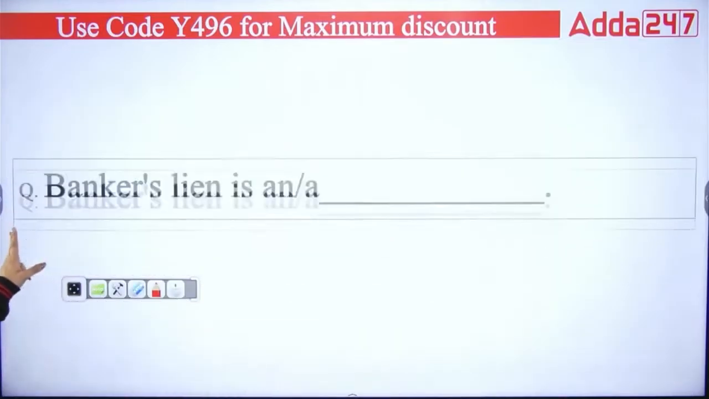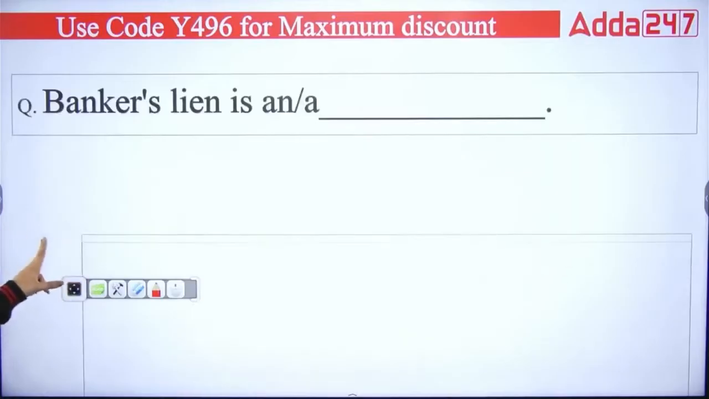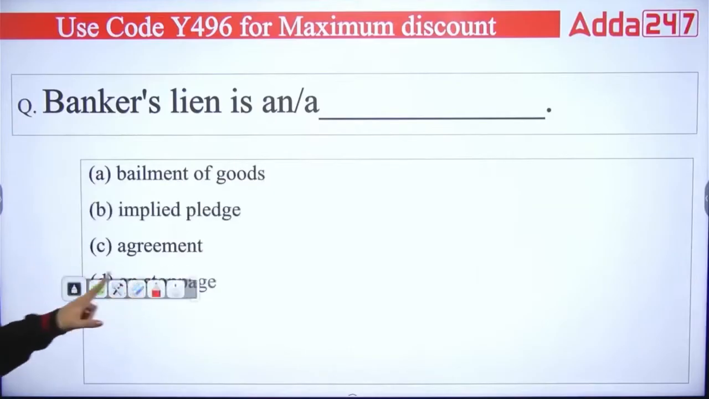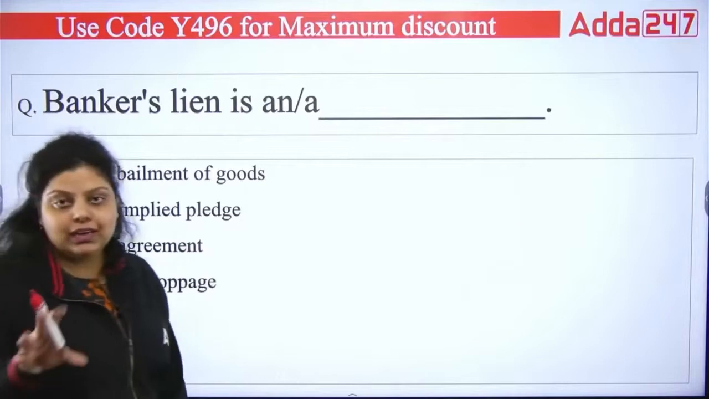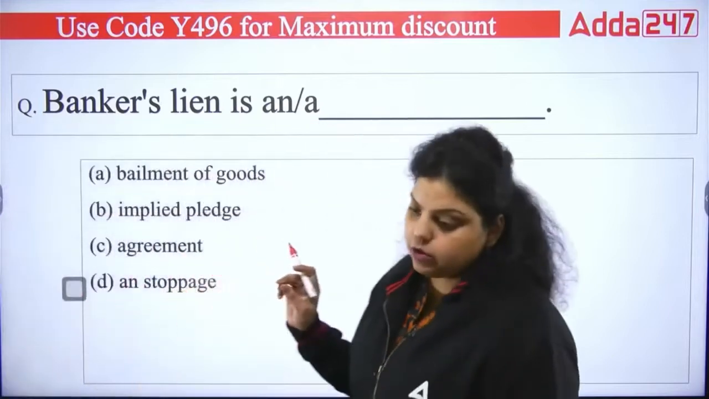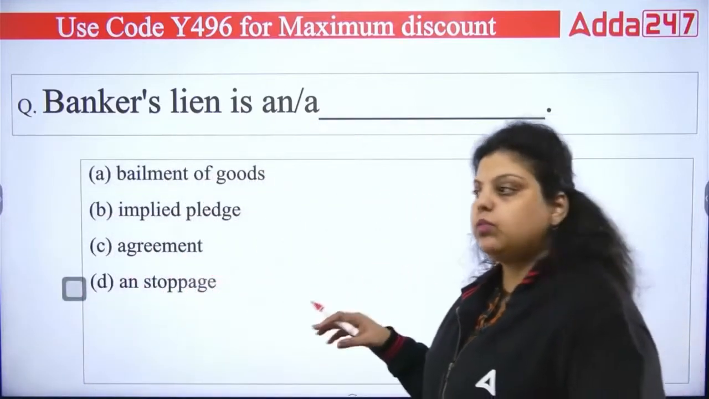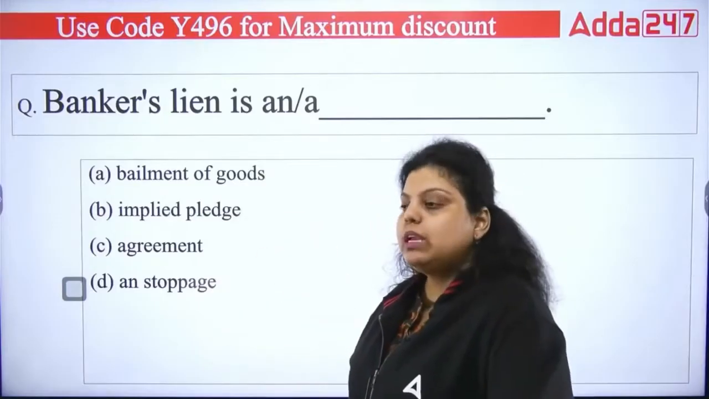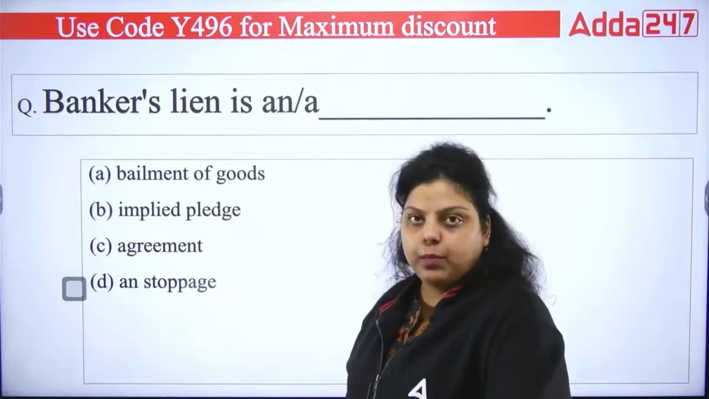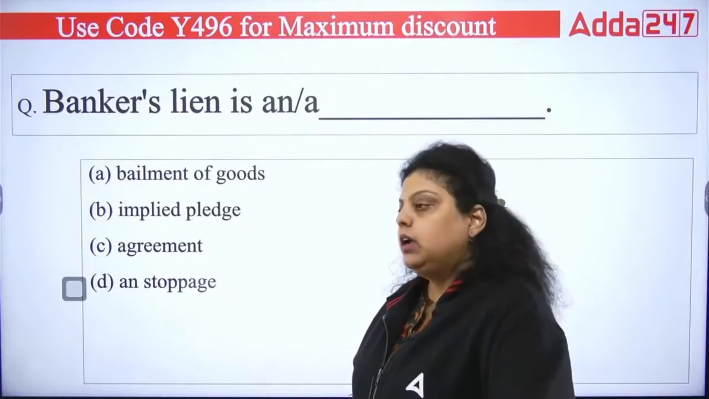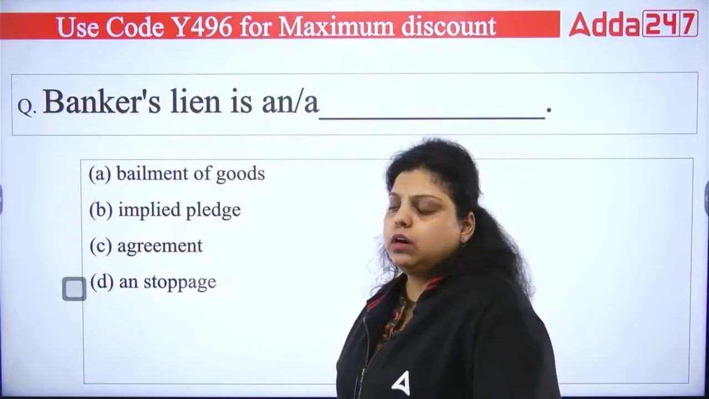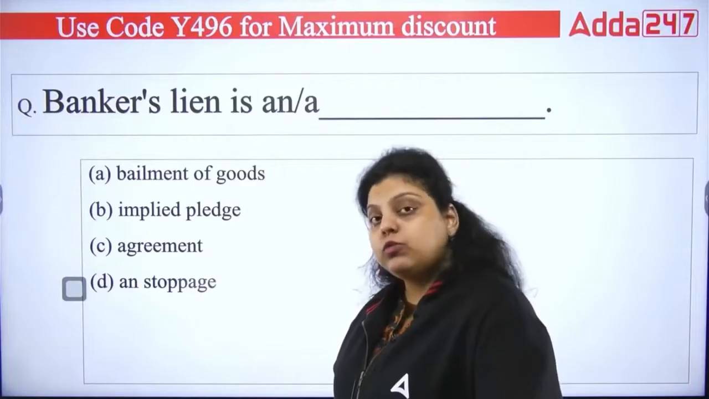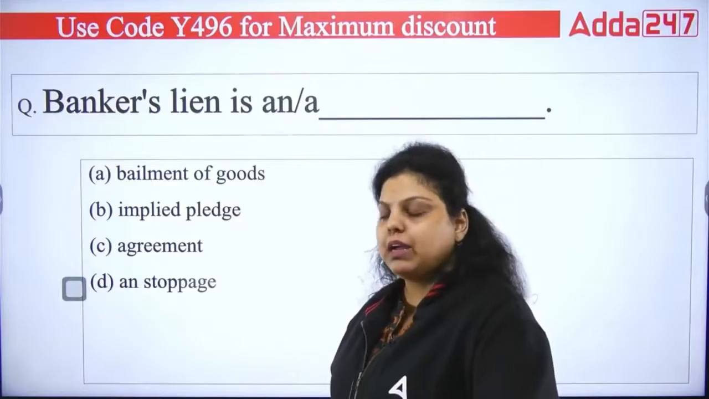Clear? Next. Banker's lien is a dash. Bailment, goods, implied pledge, agreement. So when it comes to collateral, whenever you are taking a loan from the bank, you have to provide collateral to the bank. The collateral can be pledge, hypothecation, mortgage, it can be a lien. In case of mortgage, it will be immovable property. It will always be land. And the possession of the collateral mostly remains with the borrower, but sometimes it can be given to the bank as well.